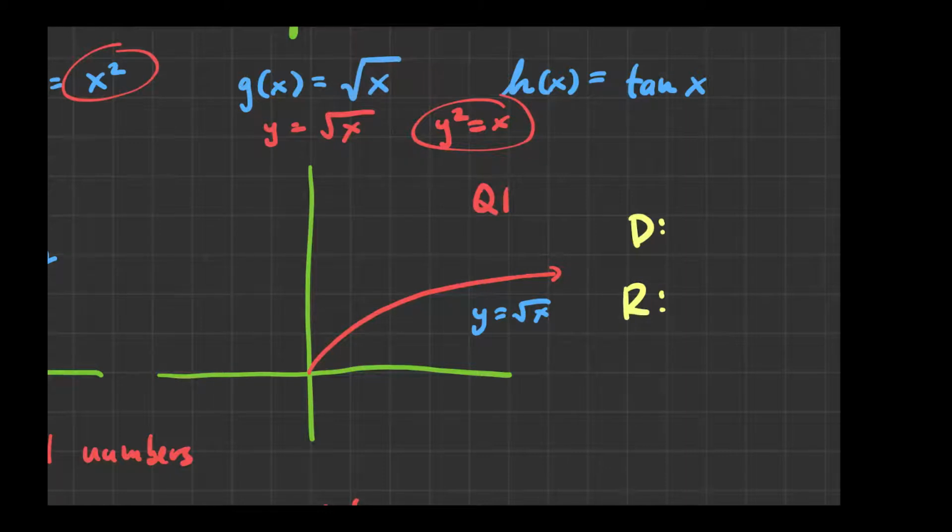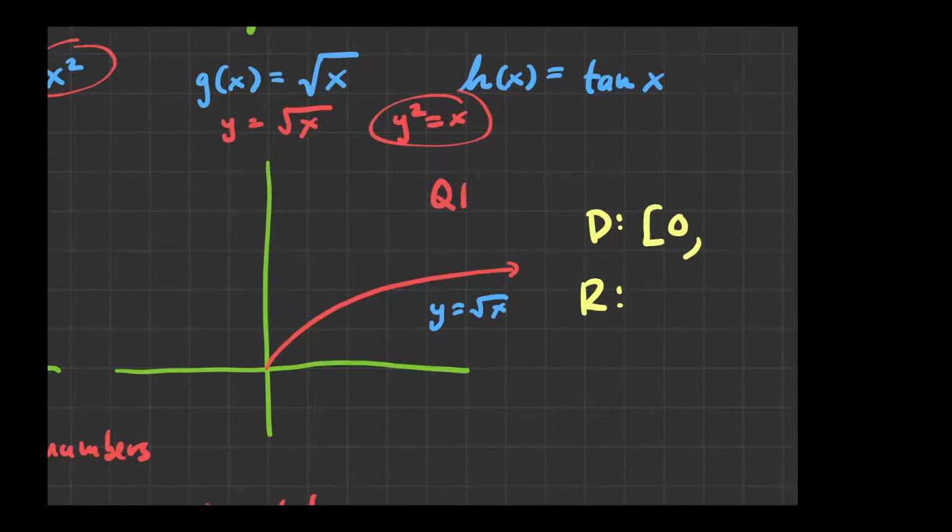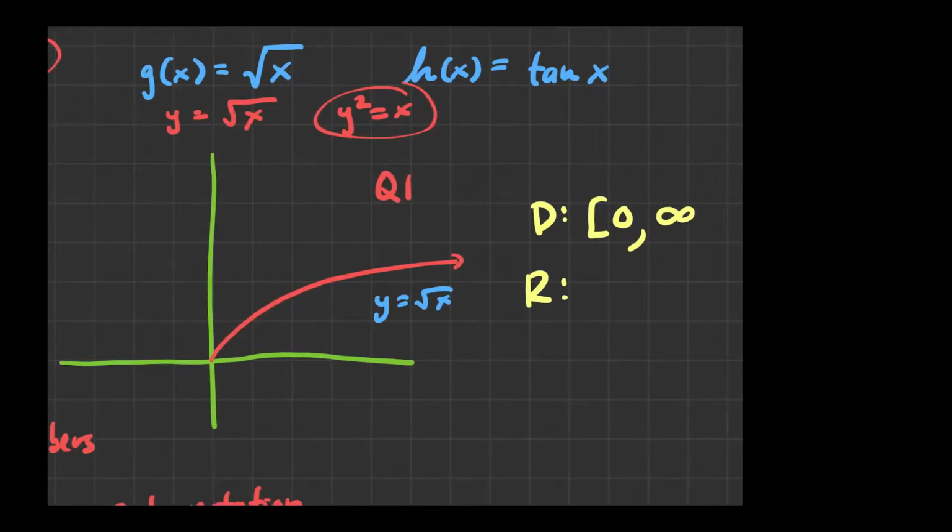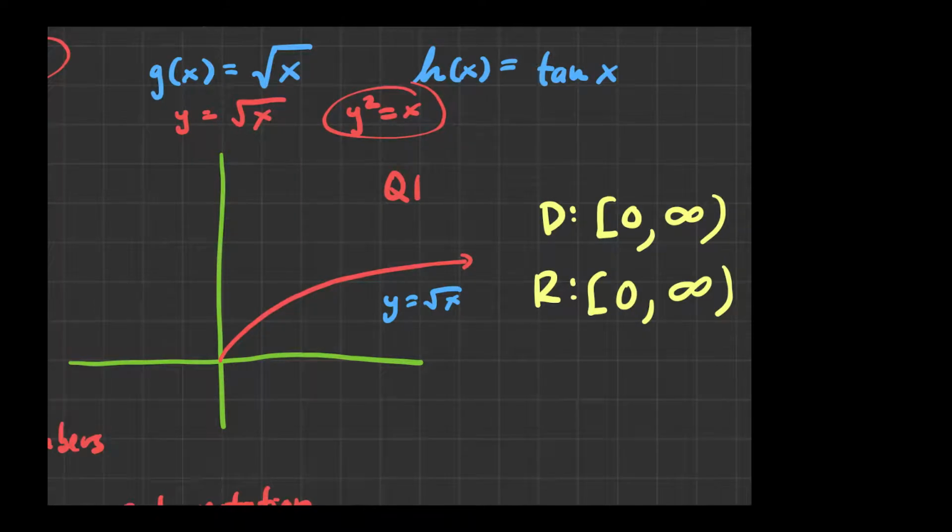No problem. So the domain here, I'm going to start at 0, and then there's no limit, so I just go all the way to infinity, and then the range is the same thing. Go from 0 to positive infinity. Okay, and if you wanted to, you could use that set notation as well. Whatever you prefer.